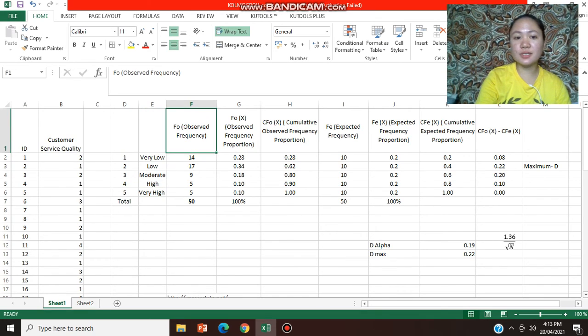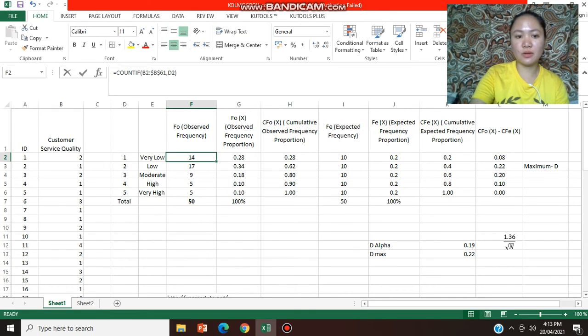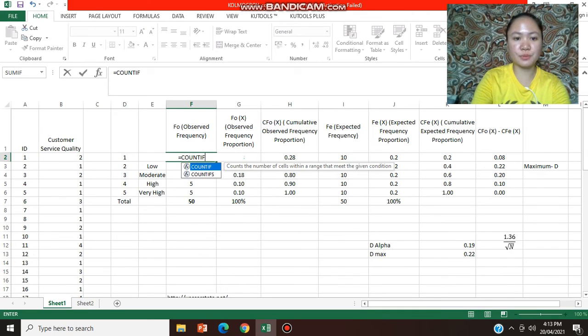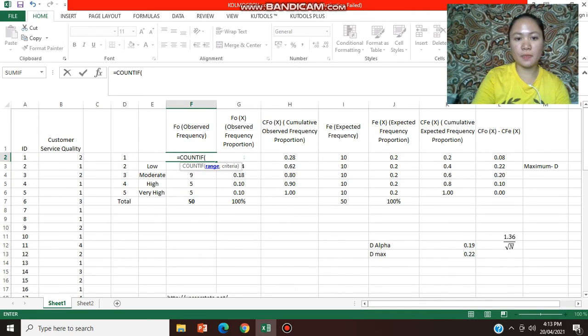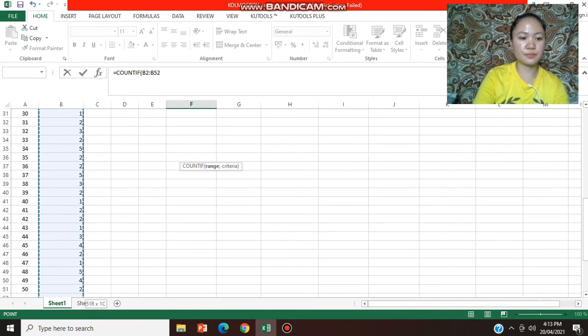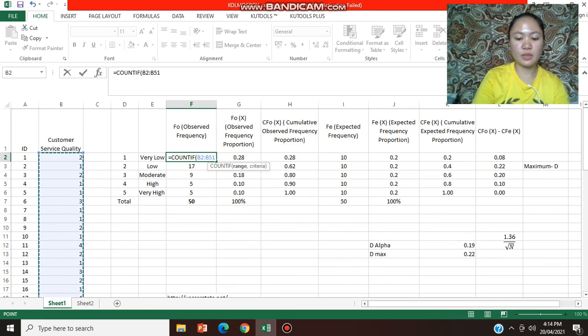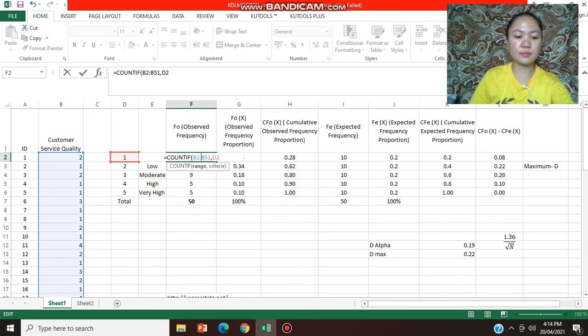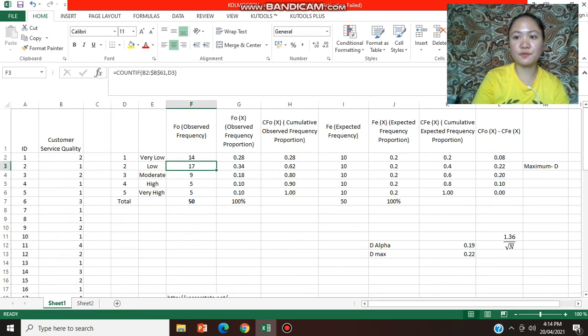Now, we will first get the observed frequency. Para makuha ni nato, magamit ta og COUNTIF nga formula. Ang range is kaning customer service quality, which is kaning perception sa atong customer up to 50. Comma, ang criteria is kaning scale nga 1, which is very low. Ato ni siyang i-freeze, F4. And then, close parenthesis, mao na ijang answer, 14.